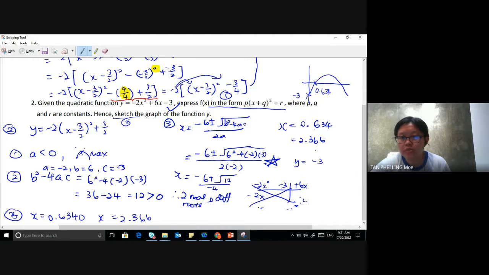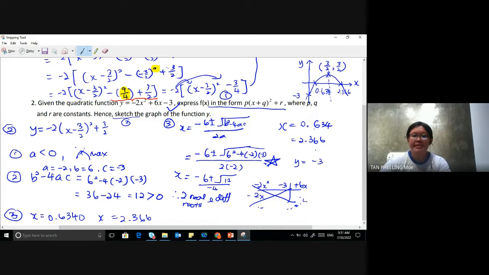So now you have 1 point, 0.634, another point is 2.366, and then you have your maximum point, which is 3 over 2, comma, here. And then another one also 3 over 2. Okay, then label here y, label here x. Then just draw dot, dot, dot, dot, dot. All right, like that. Full marks.